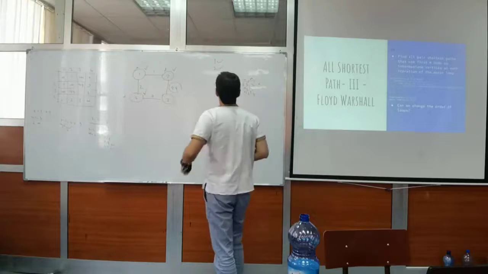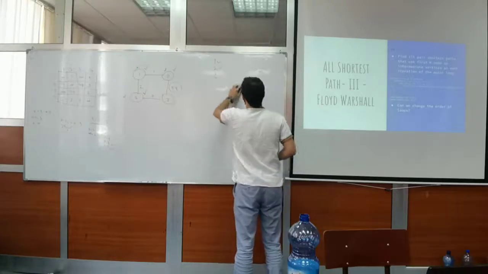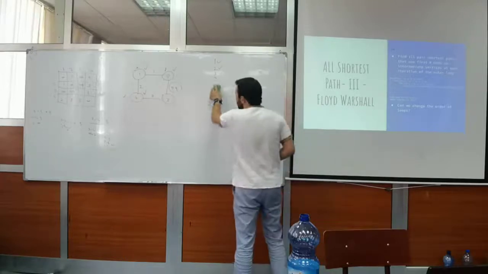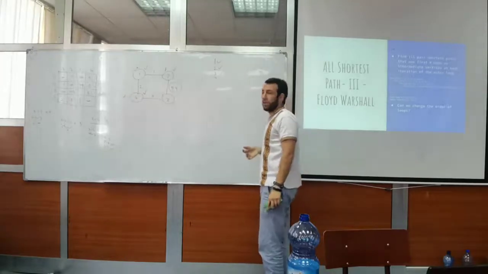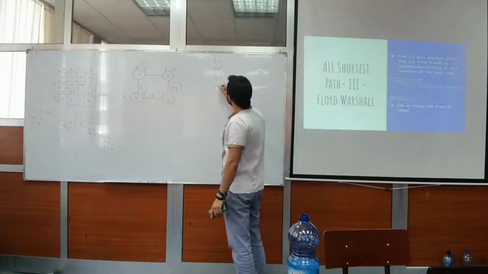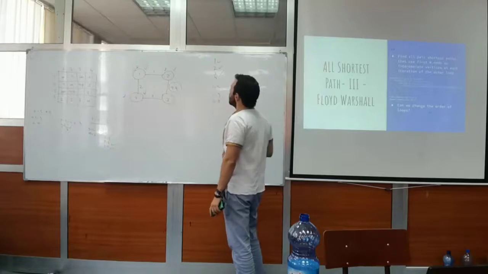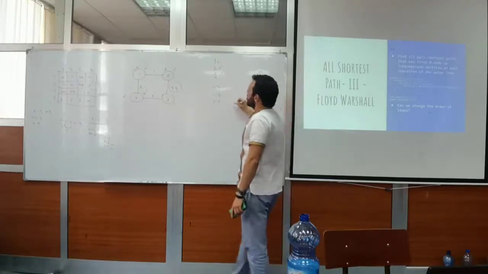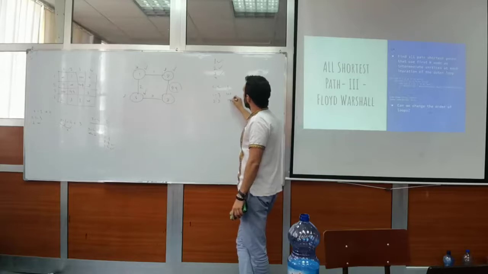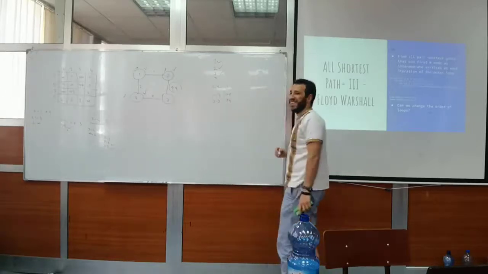And finally, we are checking if we can find any shorter routes by using 4 as an intermediate node. And now I have pairs 1, 2, 1, 3, and 2, 3. What are the current best values? For 1, 3, 100, and for 2, 3, 99. All right, this is going to be fun.